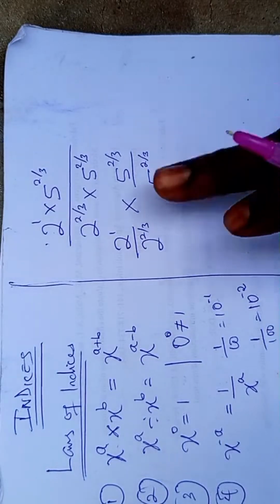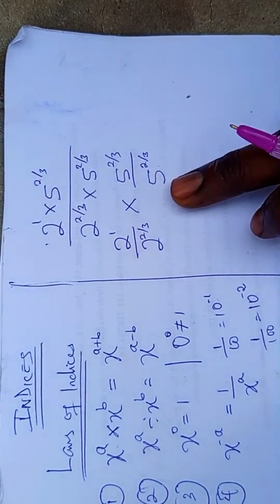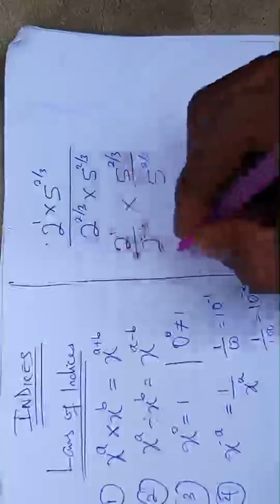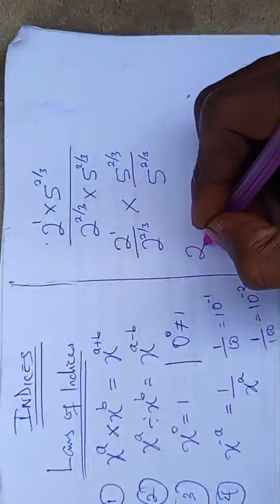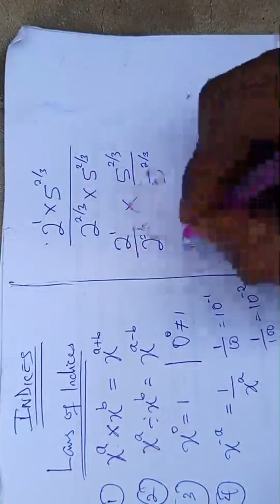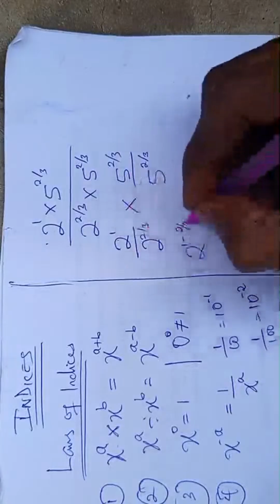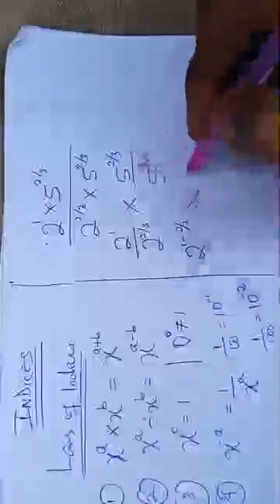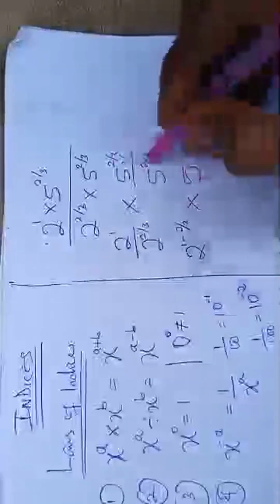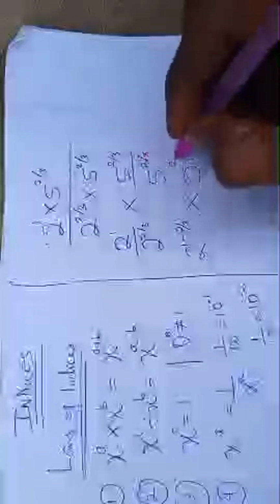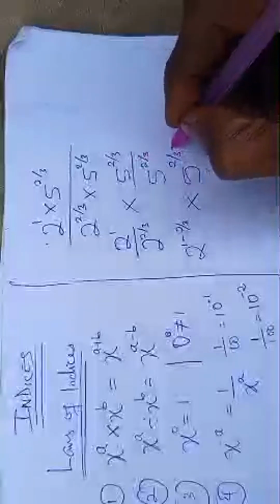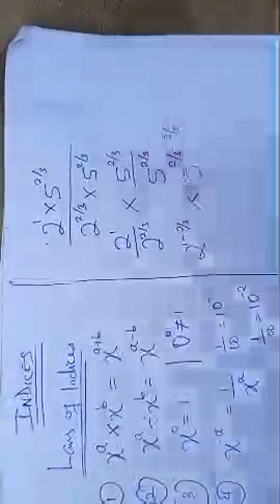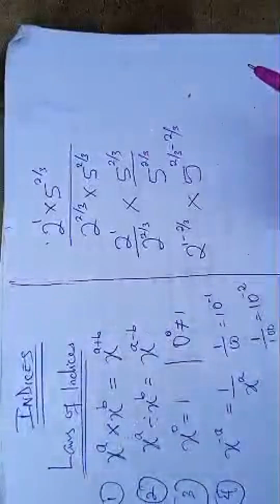Good. So what do we do now? Now by law of indices, we're going to apply law of indices in this very place. That's how it goes. So here, this is base 2. I'm going to pick up a single base 2. I have it to be 1 minus 2 divided by 3. Then times, this is 5. I'm picking a single 5. These ones here are the same, so I can have 5 to the power of 2 over 3 minus 2 over 3. Is that clear, guys?